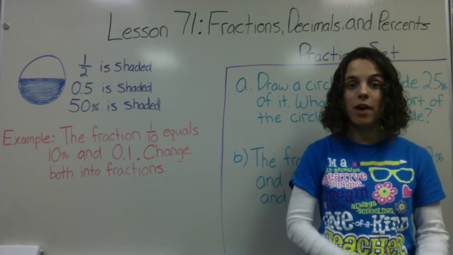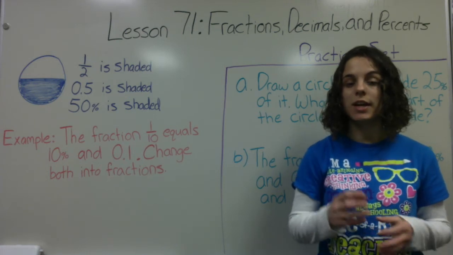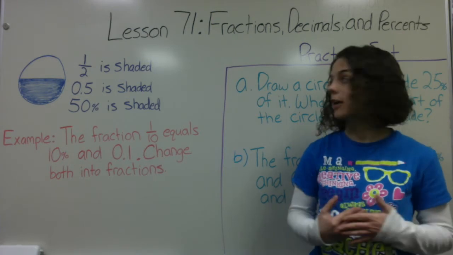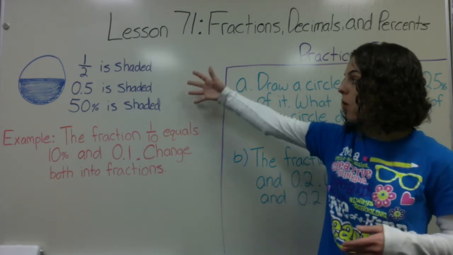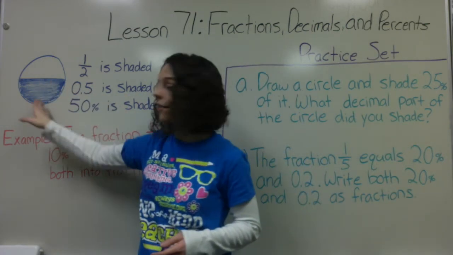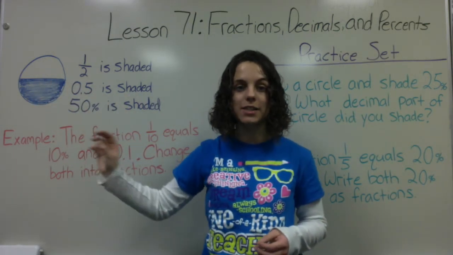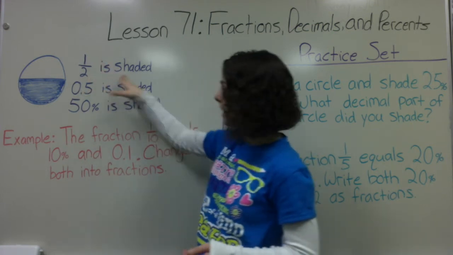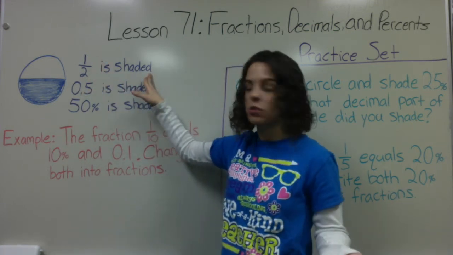Now we've learned about all three, and we can have all three equal to one another if we write them correctly. An example would be a circle that's shaded, and I circle half of it. So I can write that as a fraction, which you all know how to write. Half as a fraction is 1/2 is shaded, which I know you all agree.